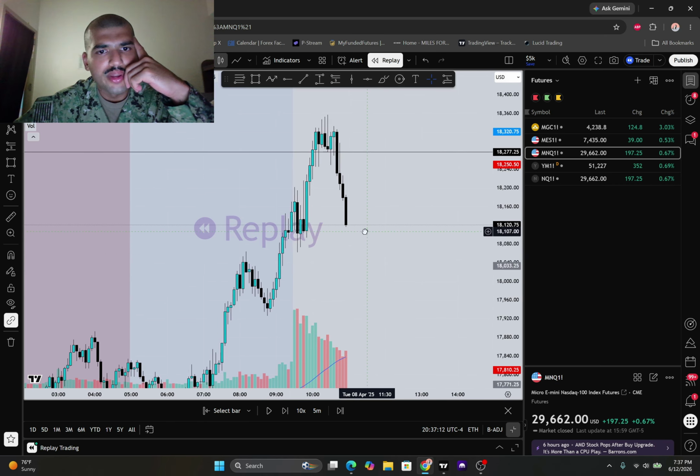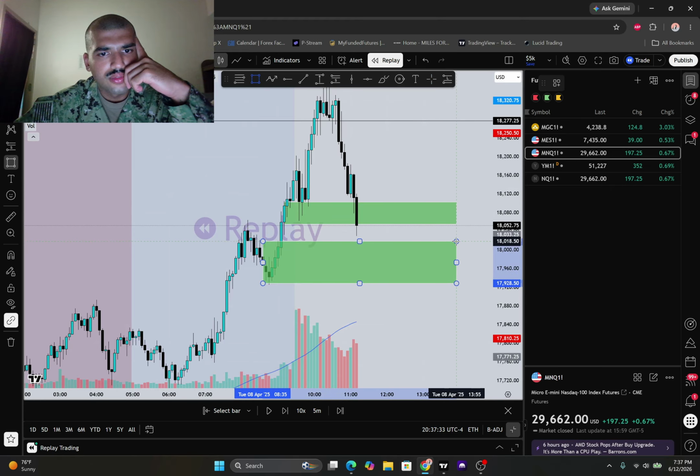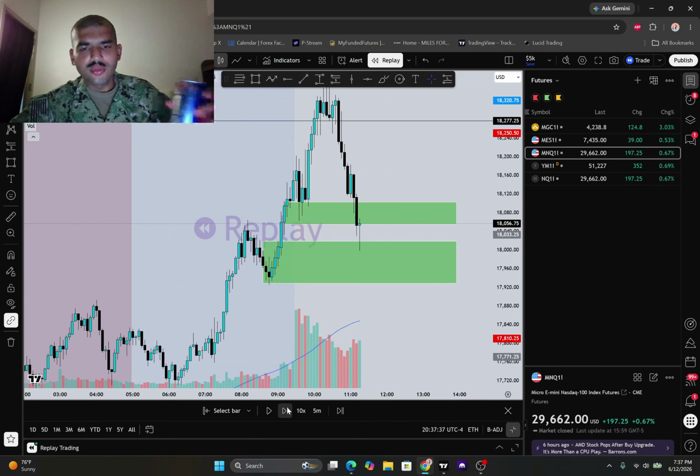A nice little pullback here. There is an area of support right here. The price is probably going to come down to it, and then I might enter for longs over there. Okay, boom, tapped into it. Broke it. Head into this gap right here. So if it fills that gap and it starts to break above, okay, boom, tapped it.